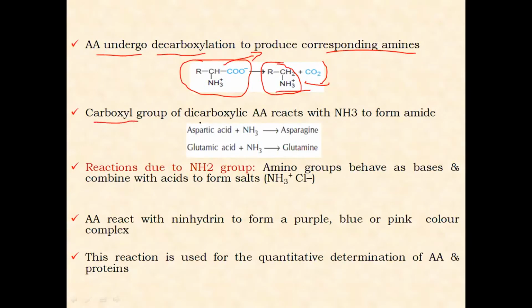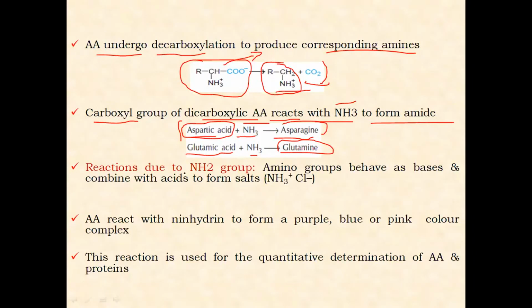Next, the carboxylic group of a dicarboxylic amino acid reacts with NH3 to form amide. So you can see here, this is aspartic acid. It contains a dicarboxylic group. So the carboxylic group of aspartic acid combines with NH3 and forms the amide asparagine. Next, glutamic acid also combines and forms the amide glutamine.